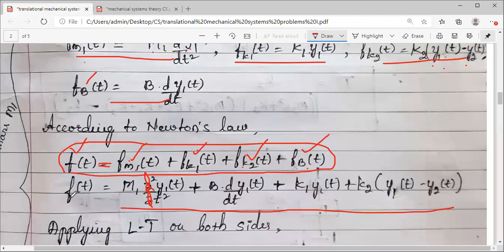So according to the law applied, or even D'Alembert's principle, the applied force is equal to these opposing forces, so that altogether will make it 0. So the first step is over, because the question is to find the transfer function. We have achieved the first step. We have got one equation.